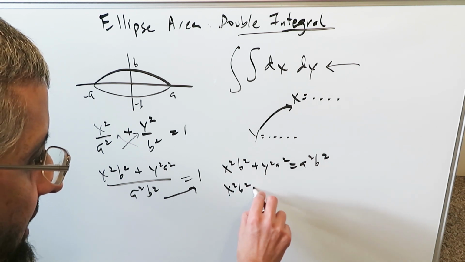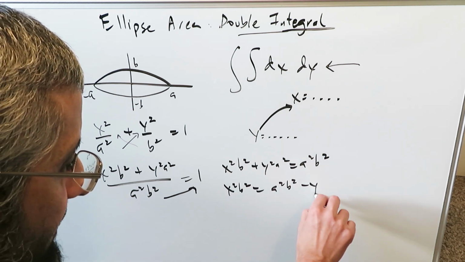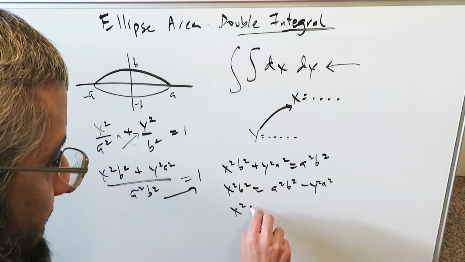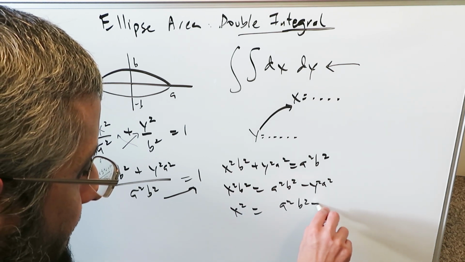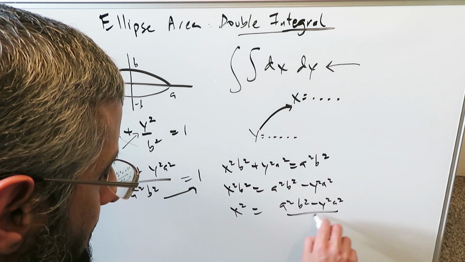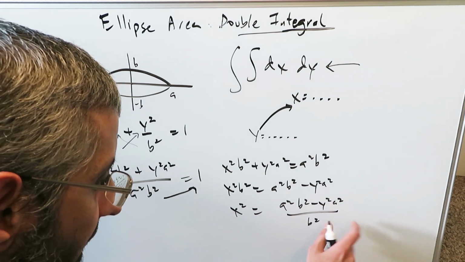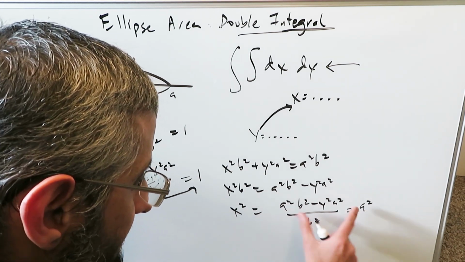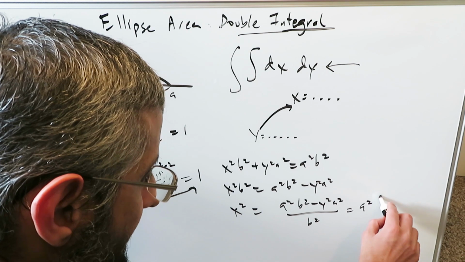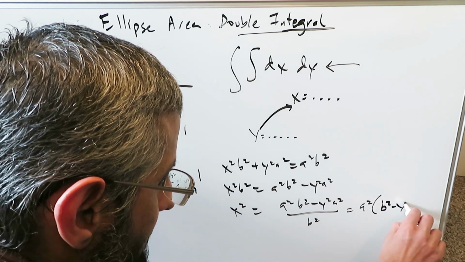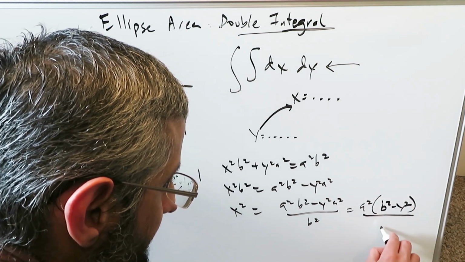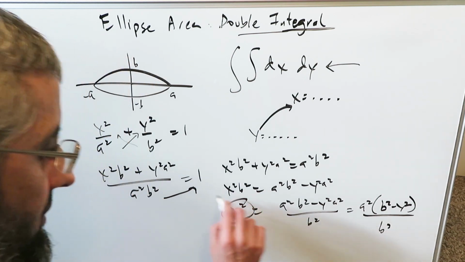You have x squared b squared is equal to a squared b squared minus y squared a squared, and then x squared is equal to a squared b squared minus y squared a squared over b squared. When you're looking at this top equation, you can isolate a squared on top. You have a squared times b squared minus y squared, and then you have b squared on the bottom. All of this is equal to x squared.